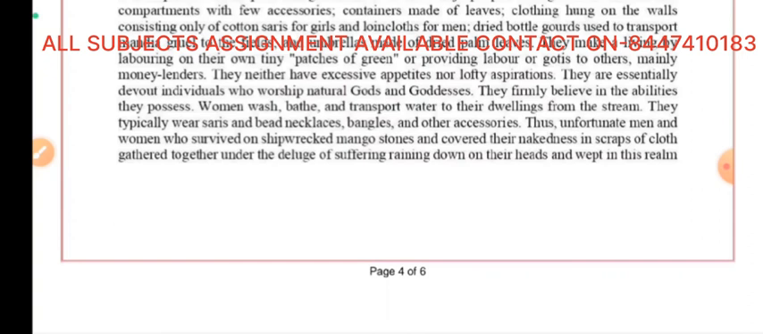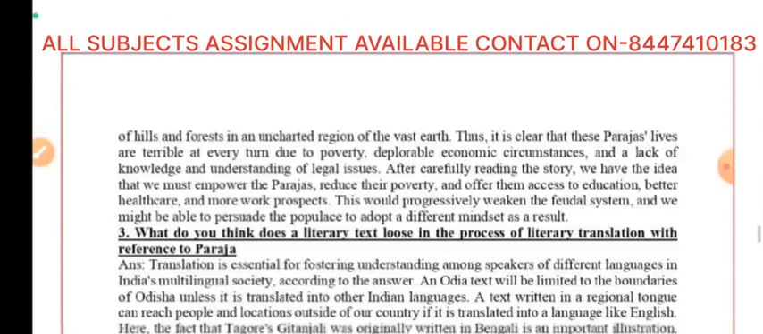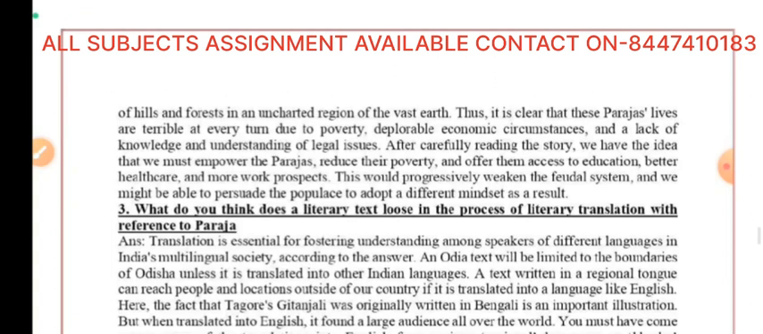Thus, unfortunate men and women who survived on shipwrecked mango stones and covered their nakedness in scraps of cloth gathered together under the deluge of suffering raining down on their heads, and wept in this realm of hills and forest in an uncharted region of the vast earth. Thus, it is clear that these Parajas' lives are terrible at every turn due to poverty, deplorable economic circumstances, and the lack of knowledge and understanding of legal issues.